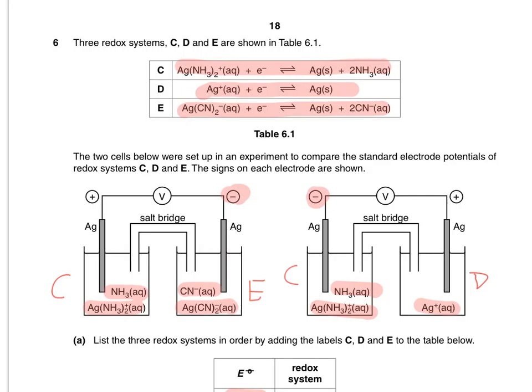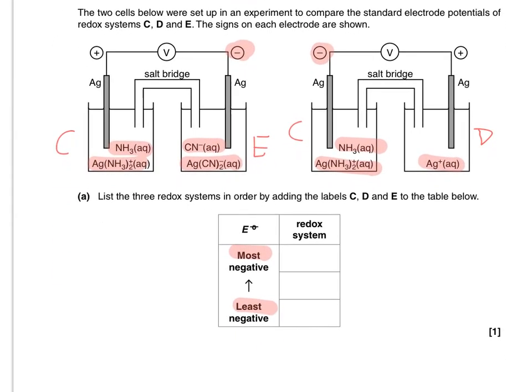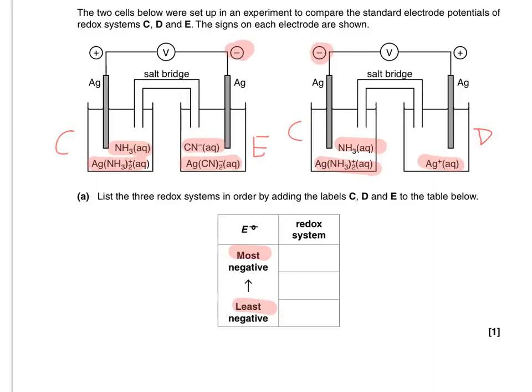So going down to our table, we can say that the most negative between C and E is like that, and C is the more negative out of C and D, so that must mean D is down there.